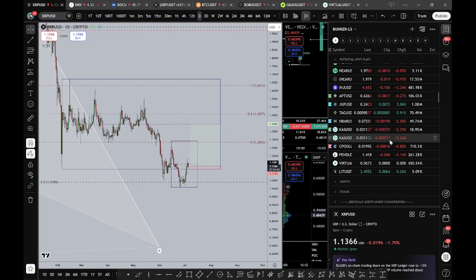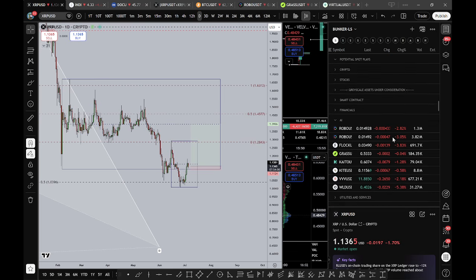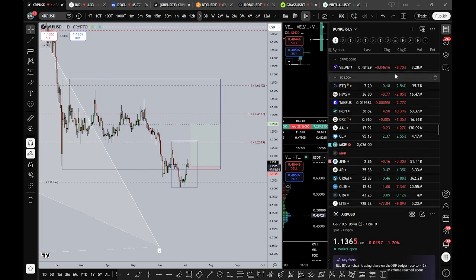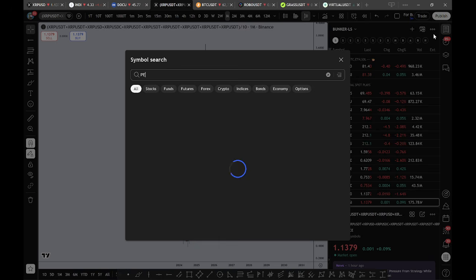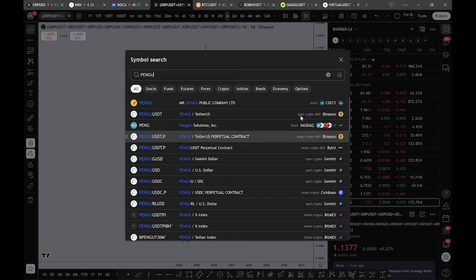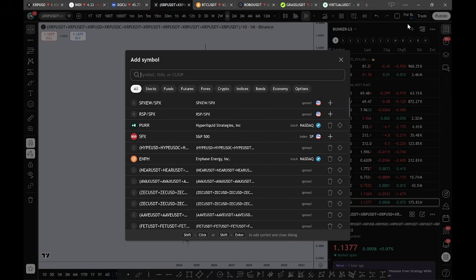Pengu, that's a good shout. I'm in a long on that because of actually Ghost. He was like, Pengu looks good. I looked today and I thought it looked amazing. So if we look at Pengu, where is it? If I go here, Pengu, one sec.